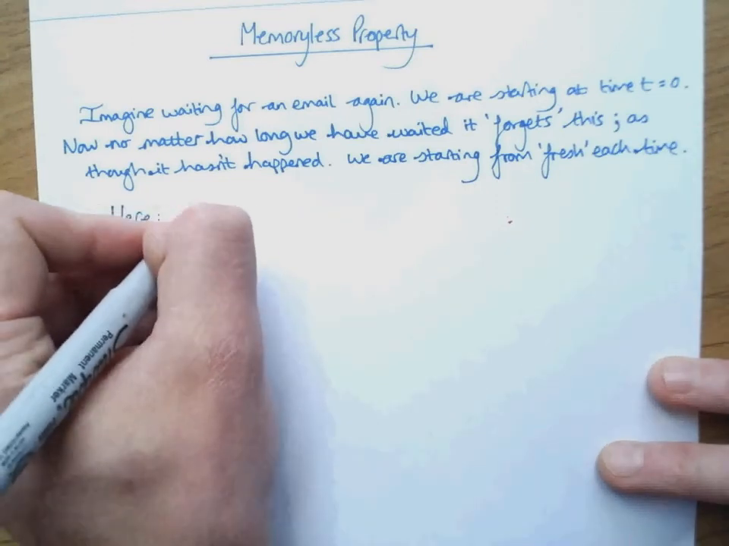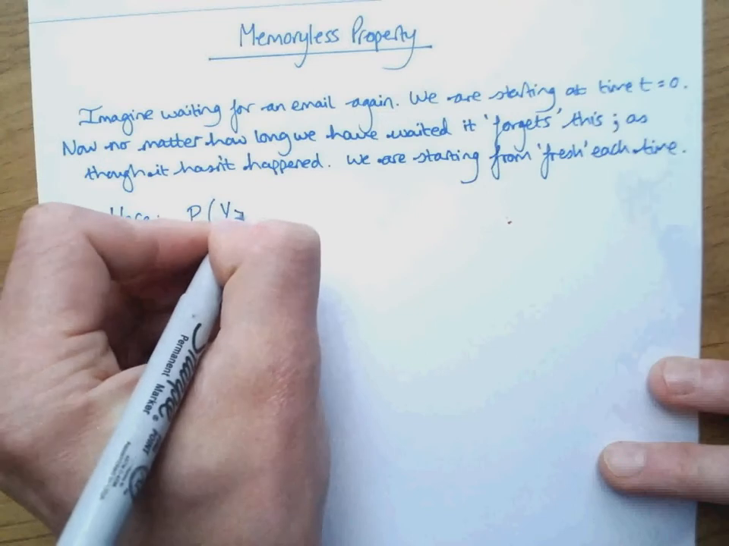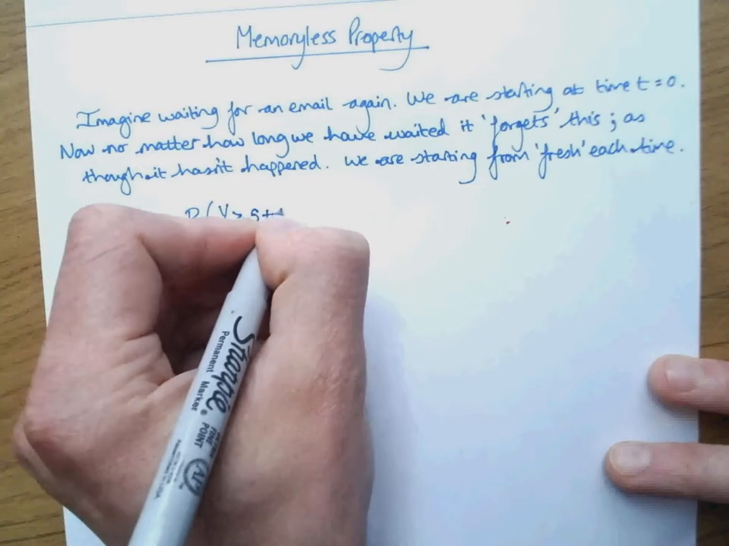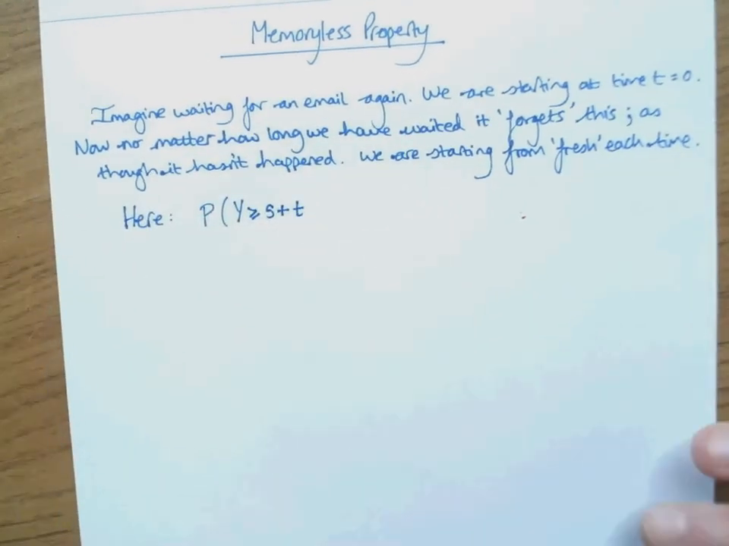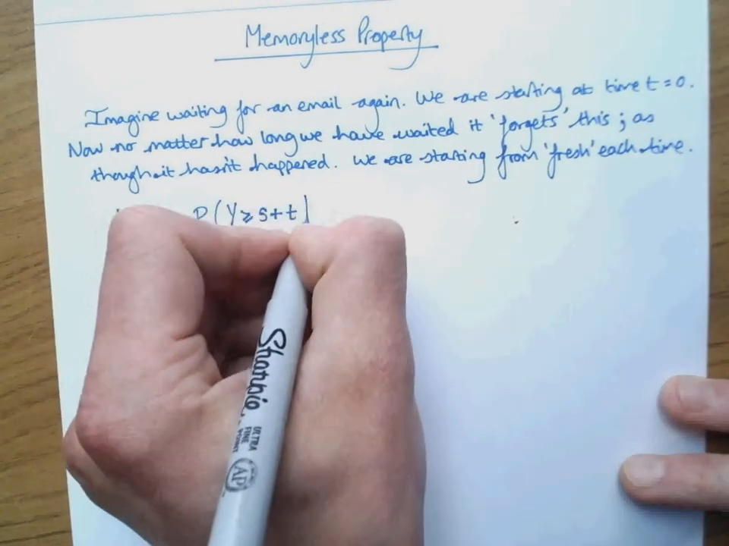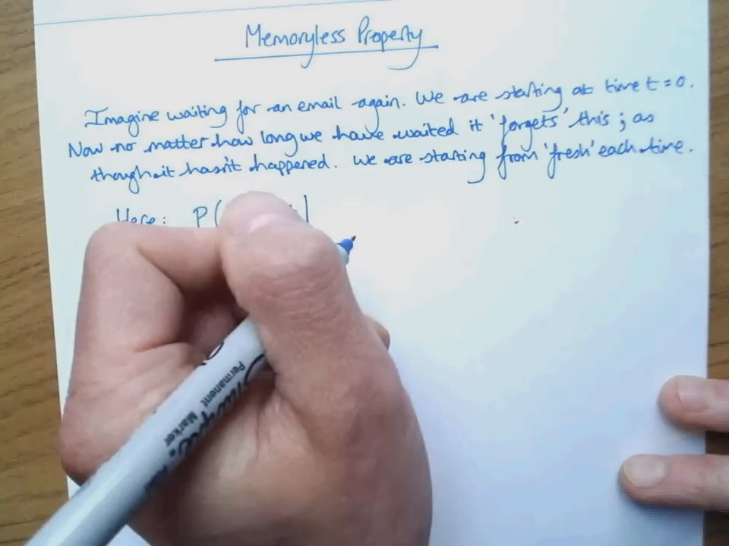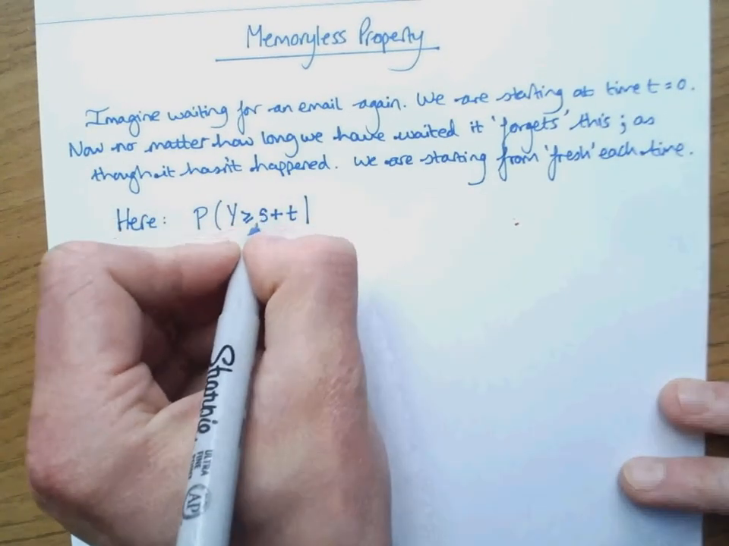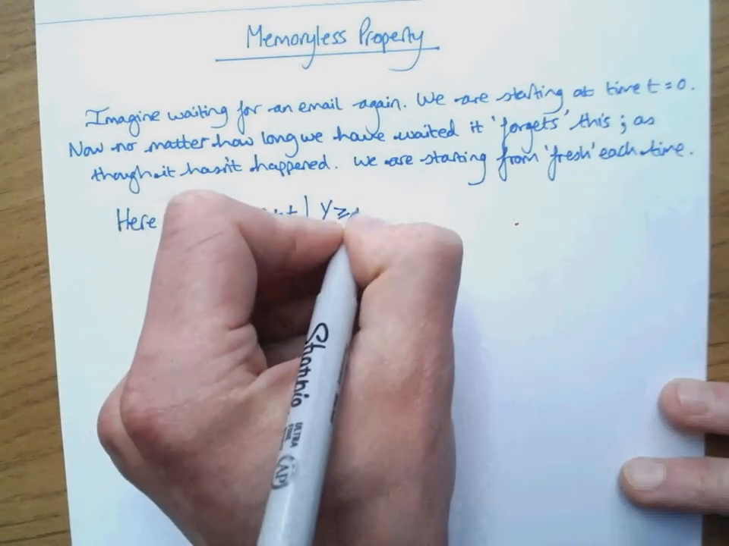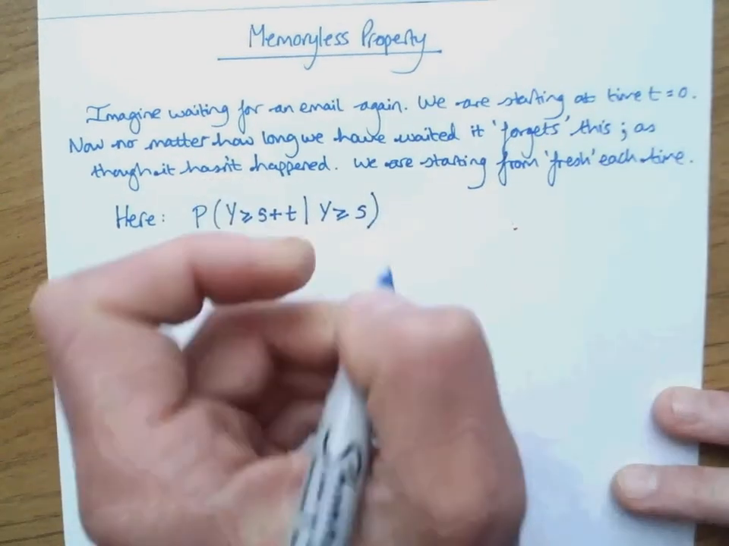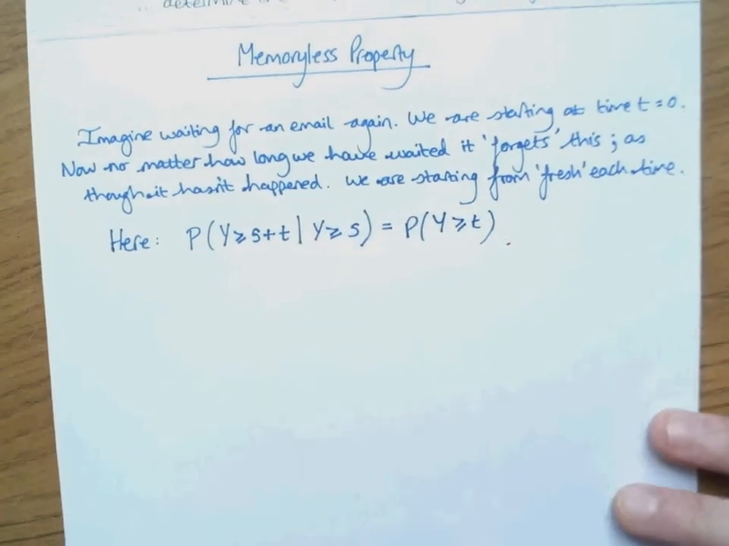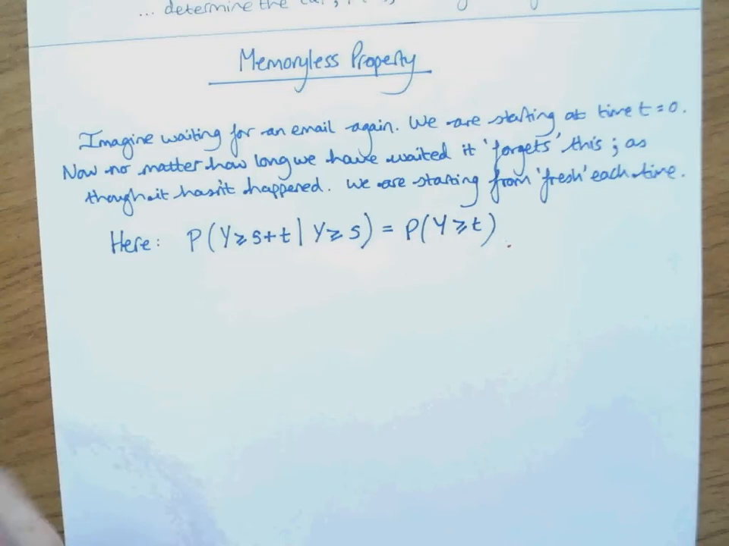So what are we saying? We're saying that the probability that Y is greater than some extra time on top of the elapsed time already. Let's say we've had s times elapsed, and then we add an extra bit of time t. What's that probability, given that we've already had s amount of time elapsed? And what I'm arguing is that it's going to be the same as this.